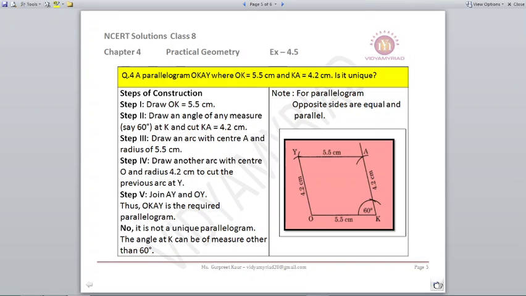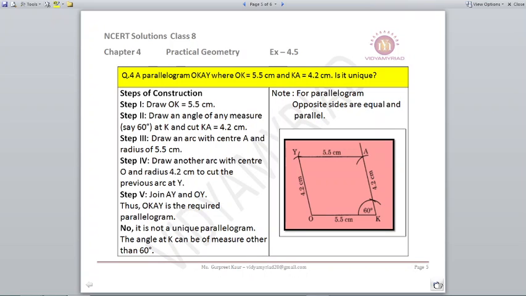Then you will take A as the center of your compass and construct an arc of 5.5 centimeters, and taking O as your center, construct an arc of 4.2 centimeters and name the cutting point as Y. So join OY and join AY, and you will get the respective parallelogram OKAY.